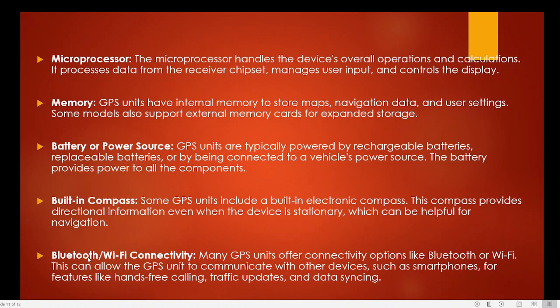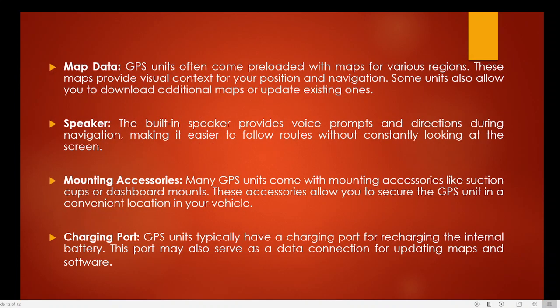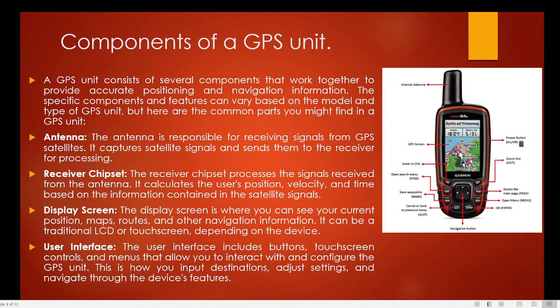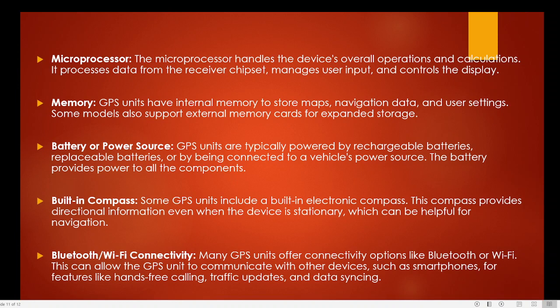Then Bluetooth or Wi-Fi connectivity will be there. If there is, then it can communicate with other devices. Then map data. For example, if you are purchasing a car, certain maps are available, Indian maps or something. If you want to get those maps, you have to pay a yearly fee or something. Those providers will give a lot of information about the roads, even the shorter roads. So that is known as map data.